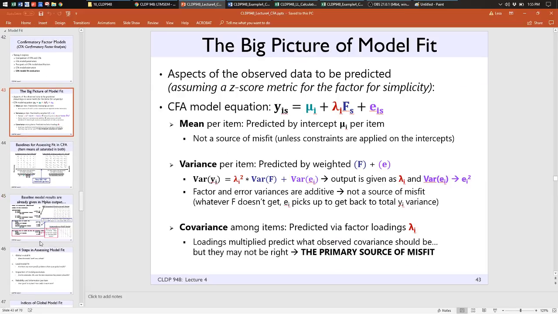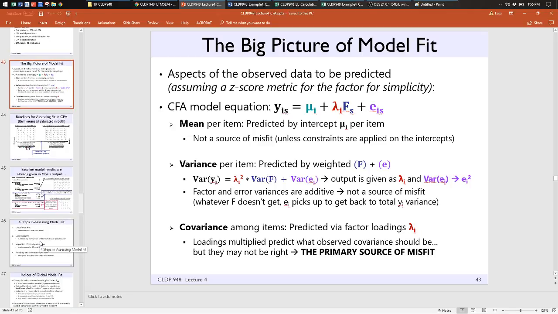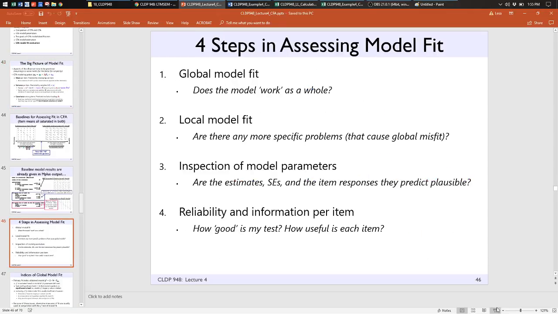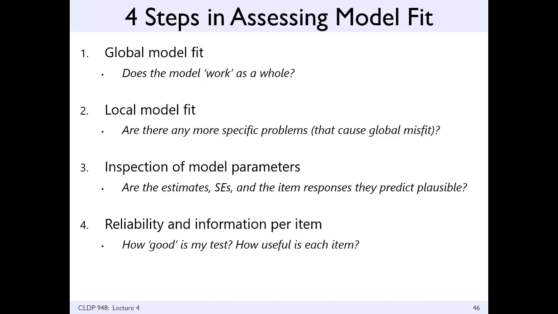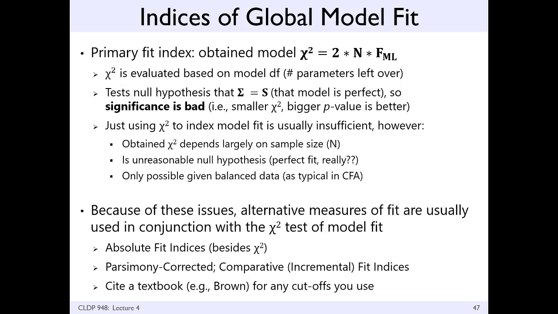All right. So let's talk a little more about fit. Slide 46, and then we'll look at the example. So there's 4 steps here. We'll get to maybe the first step today. Global fit, local fit, looking at the parameters and making sure they make sense, and then comes effect size, the idea of reliability and information per item. So step 1, global fit. That's what we just looked at. The chi-square is the index of the difference between your H0 factor model and the H1 perfect model. You want your H0 to be not worse, so significance is bad.